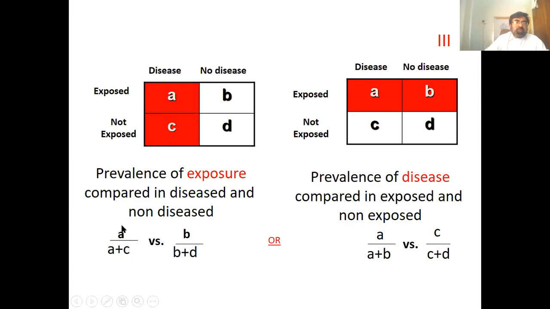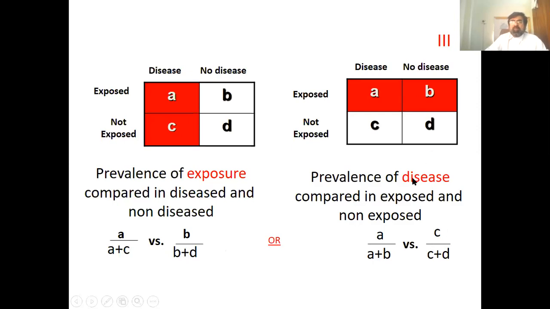A are the people who are exposed and who have the disease, and B over B plus D. B were the people who were exposed but they don't have the disease. A plus C is a combination of exposed and unexposed but they have the disease, and B plus D is the combination of people who are exposed and not exposed and they don't have the disease. Or A over A plus B versus C over C plus D.